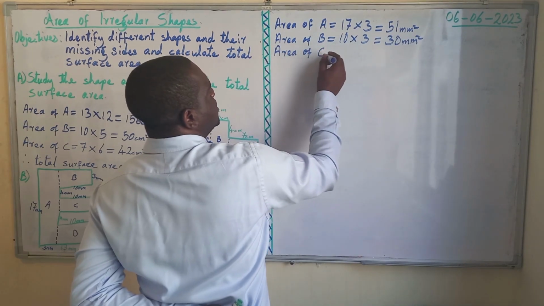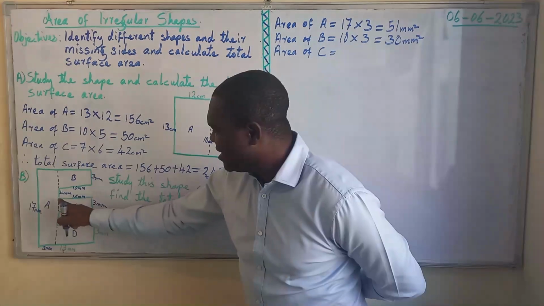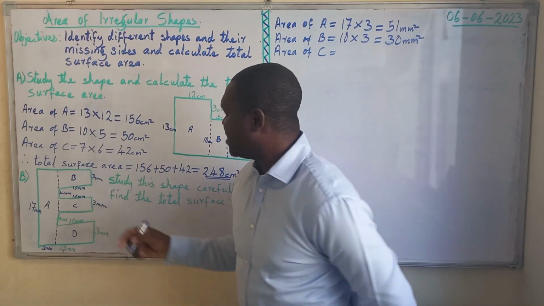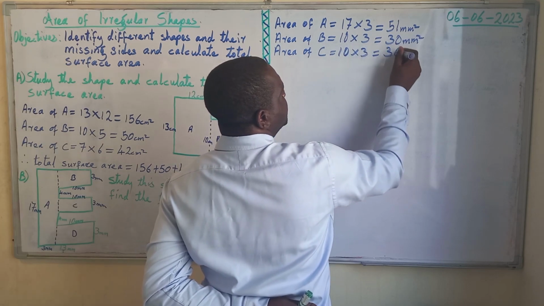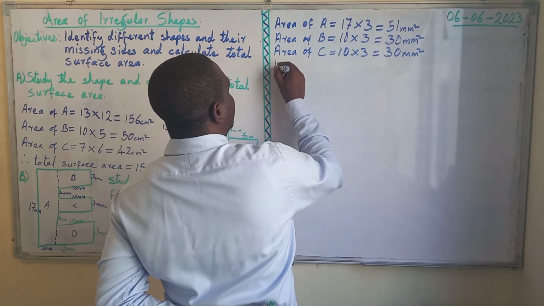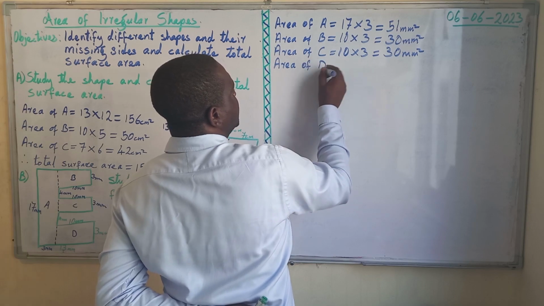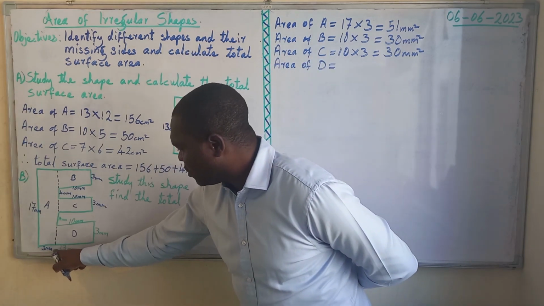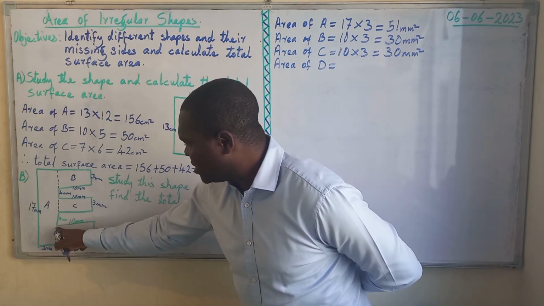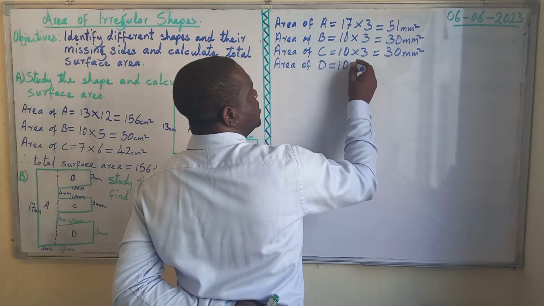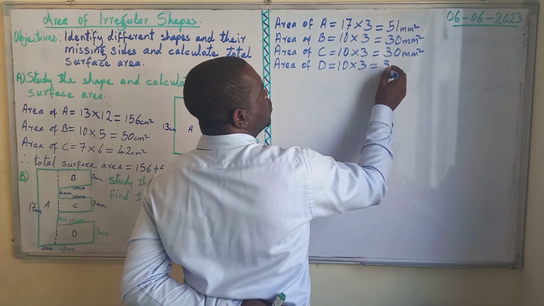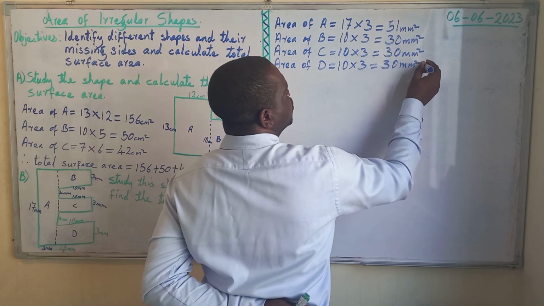Area of C, let's go back to the shape. The longer side is 10 and the shorter side is 3. So this will be 10 times 3, which is 30 millimeters square. And area of D. D is equally not this 13, but we take this side, which is 10, and the shorter side is 3. 10 times 3 equal to 30 millimeters square.